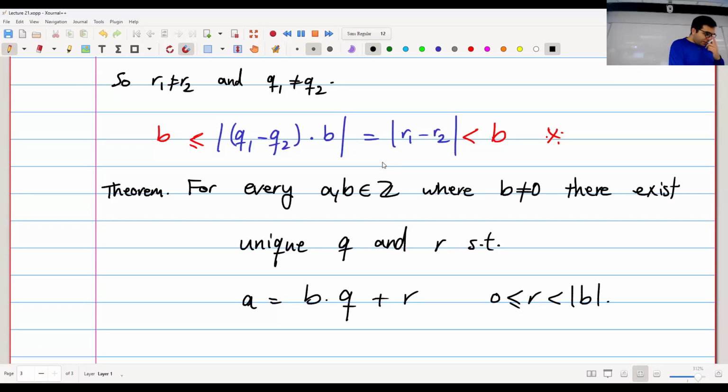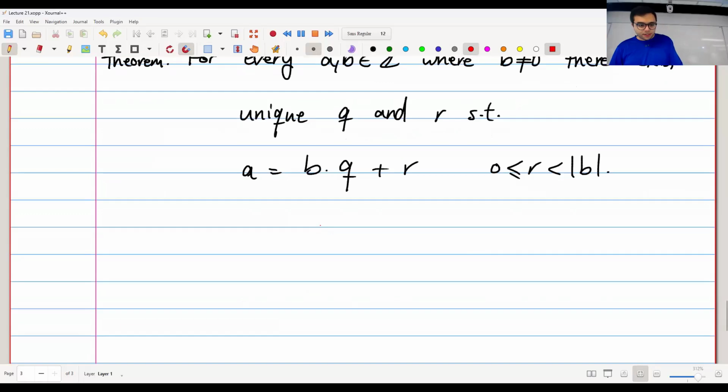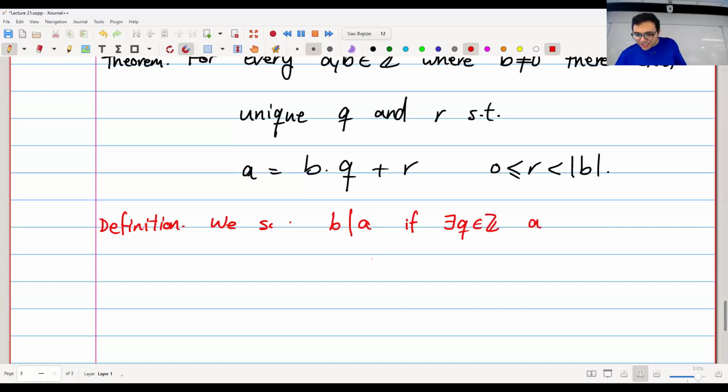Okay, so now we have division, and more importantly, I know that whenever I do division, I get a unique quotient and a unique remainder. Okay. So based on this, I can define divisibility. Okay, so here's the definition. If there exists a Q such that A is B times Q. Okay, so basically I'm saying that A is a multiple of B. B is a divisor of A.